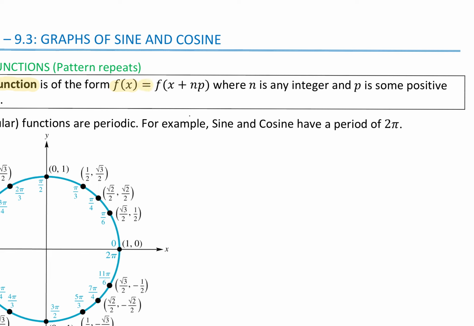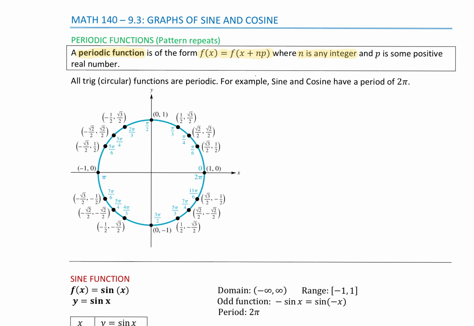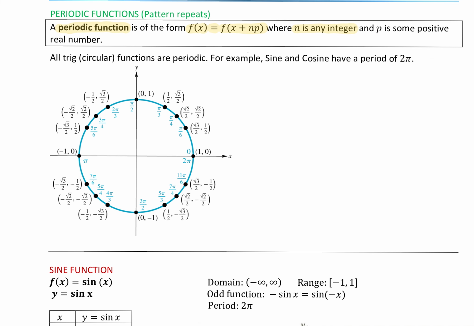And it's going to be equal to a y value where we take x plus some quantity n times p. Here, n is just going to be any integer, and p is going to be some fixed real number. So it just says on these regular intervals, these y values are going to be the same. So sine and cosine, they're periodic functions, and in fact, all the 6 trig functions are periodic. But sine and cosine, they have a period of 2 pi.